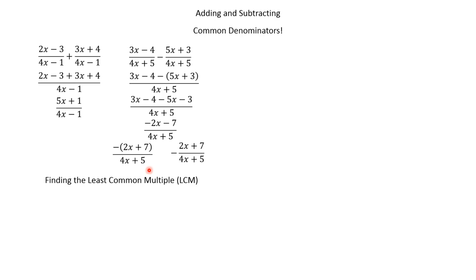So how do we find a least common multiple with expressions such as x squared minus 25 and x squared plus 10x plus 25?